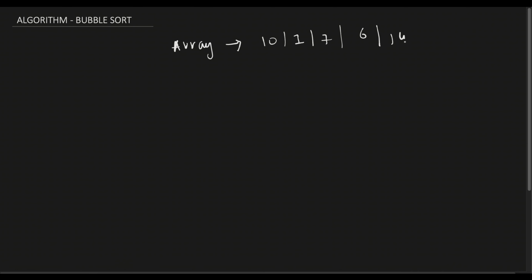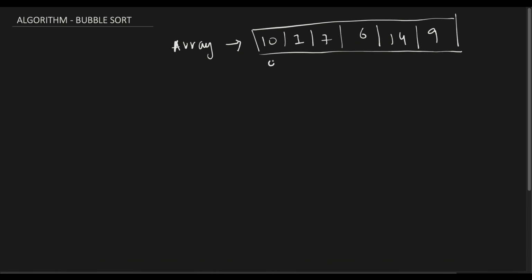For the dry run, let's first write an array. My array here is 10, 1, 7, 6, 14 and 9. Okay, and let me also write the index of all these.